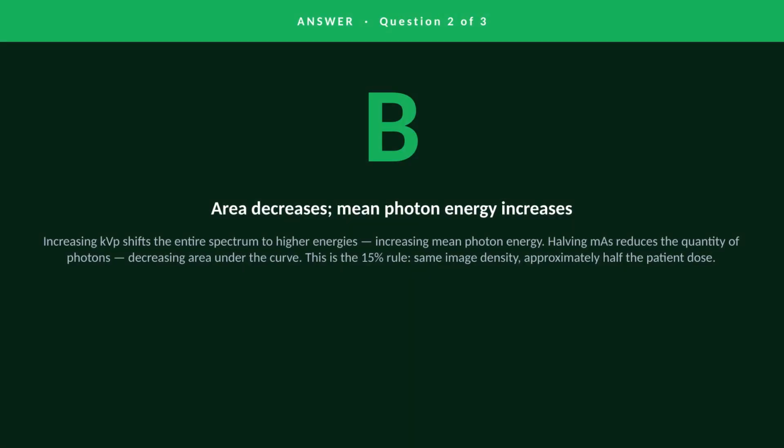The answer is B. Area decreases, mean photon energy increases. Increasing kVp shifts the entire spectrum to higher energies, raising mean photon energy. Halving MAS reduces the quantity of photons produced, decreasing the area under the curve. This is the 15% rule in action, equivalent image density, with approximately half the patient dose.